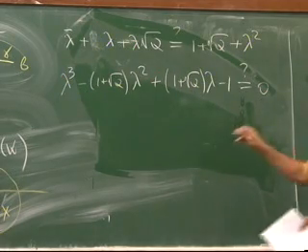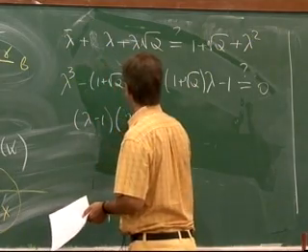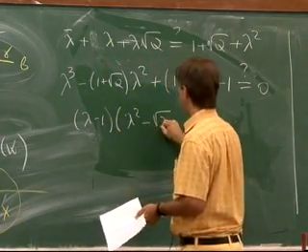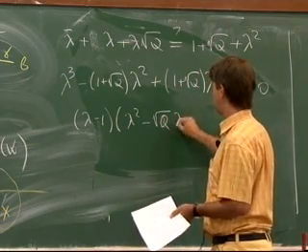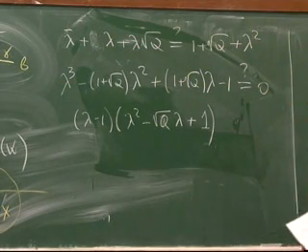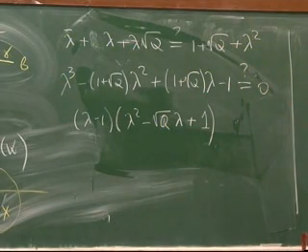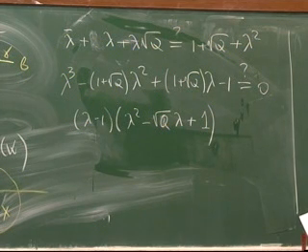So what are the other roots? It's lambda minus 1 times lambda squared minus square root of q lambda plus 1. So am I correct? Minus 1. Plus 1. Are you sure? Well, now you got me lost. Yeah, okay, it's okay.